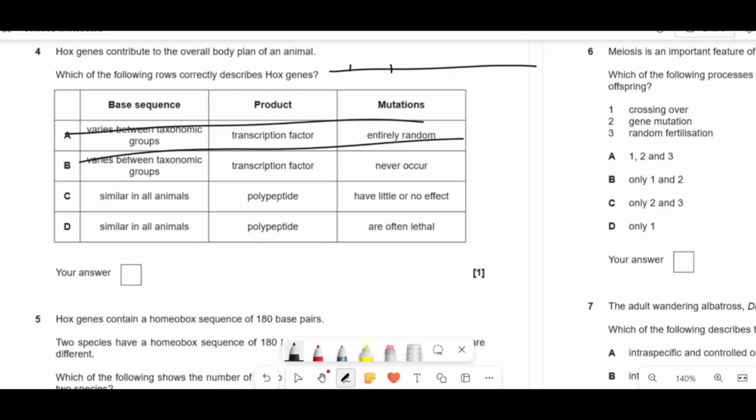And then between these two, similar animals, that's correct. They both make a polypeptide. But mutations are often lethal. Things just don't develop in the right ways in the right places. So that's immediately the one that's correct. Little to no effect is definitely not the case, considering this is where your body plan is.